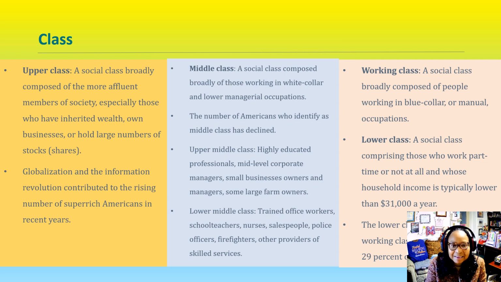The middle class is a social group composed broadly of those working in white collar and lower managerial jobs. The number of Americans who identify as middle class has declined. The working class is a group identified based on those working in blue collar or manual occupations. And the lower class is a social class of those who work part time or not at all, or whose household income falls beneath a particular threshold.